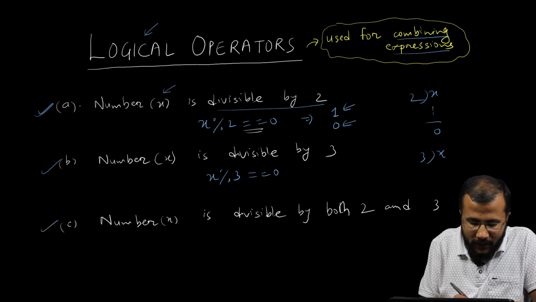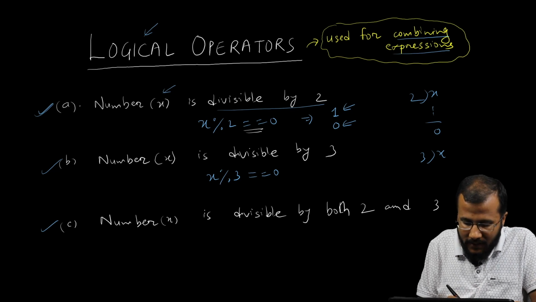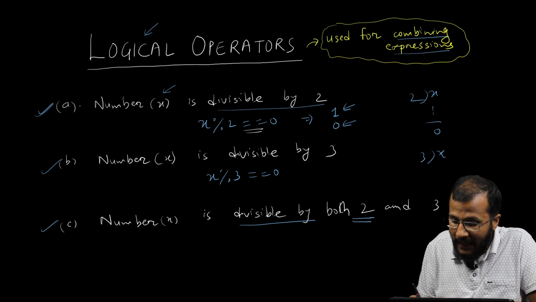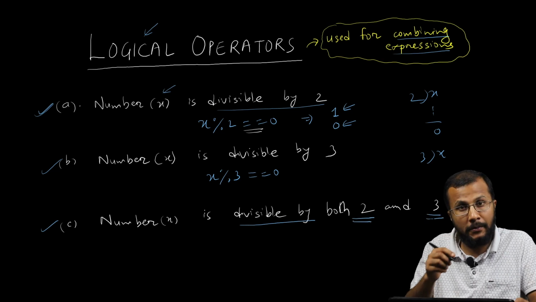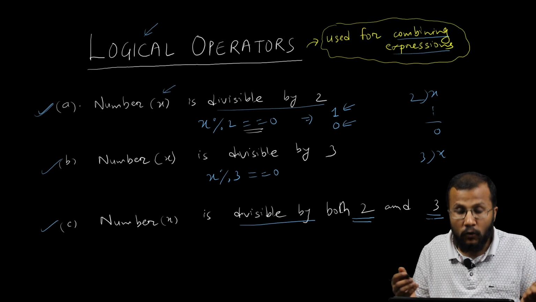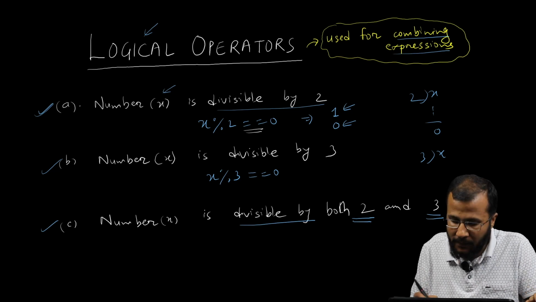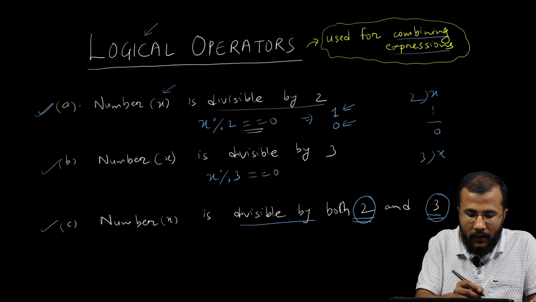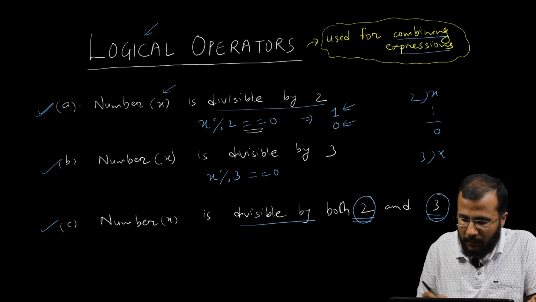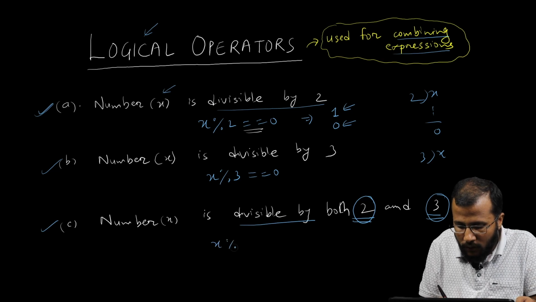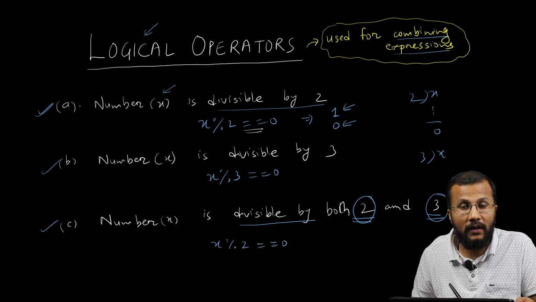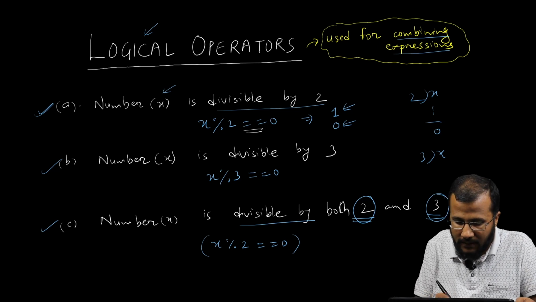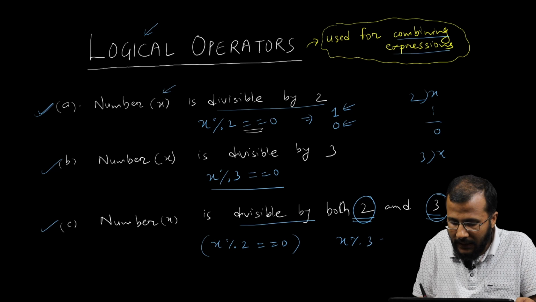Now example C is more interesting and of our interest, because here you are supposed to write down the expression to check if the number is divisible by both 2 as well as 3. So the number must be divisible by both 2 as well as 3. So there are two conditions here. One expression representing number divisible by 2, another expression representing number divisible by 3. We already have noted down the expression for number divisible by 2. The expression is x mod 2 equals 0. I have one more expression, that is number is divisible by 3. The expression is x mod 3 equals 0.